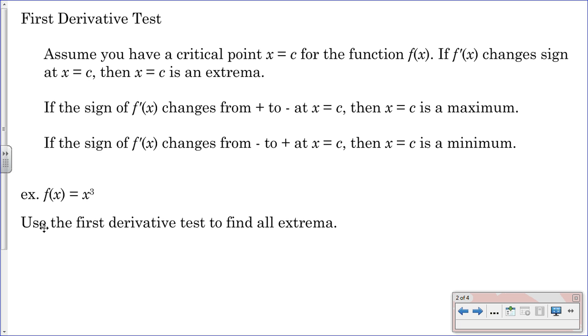F of x equals x cubed. So the first thing we have to do, step one, is we have to get f prime. So f prime of x would be, let's see, it's x cubed, so it would be 3x squared. All right, step two, we got to get the criticals.